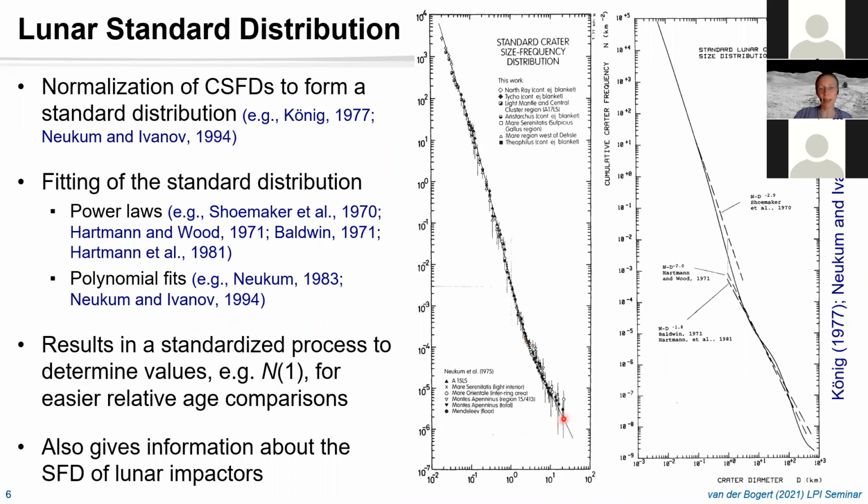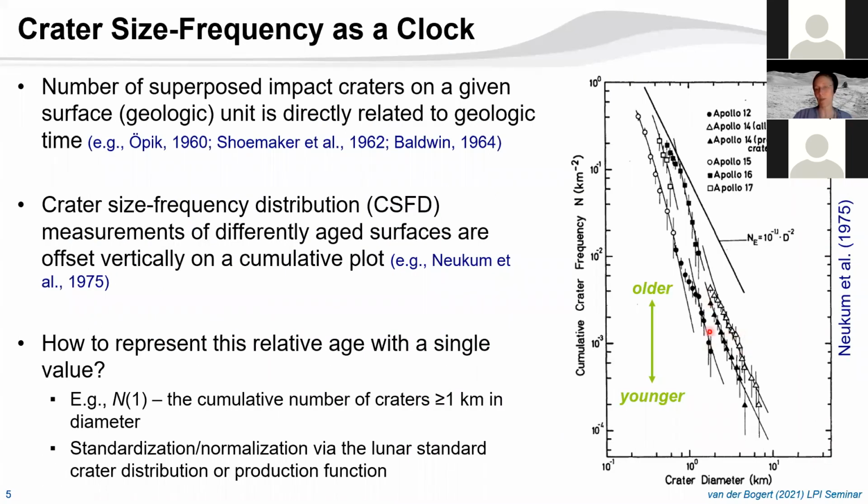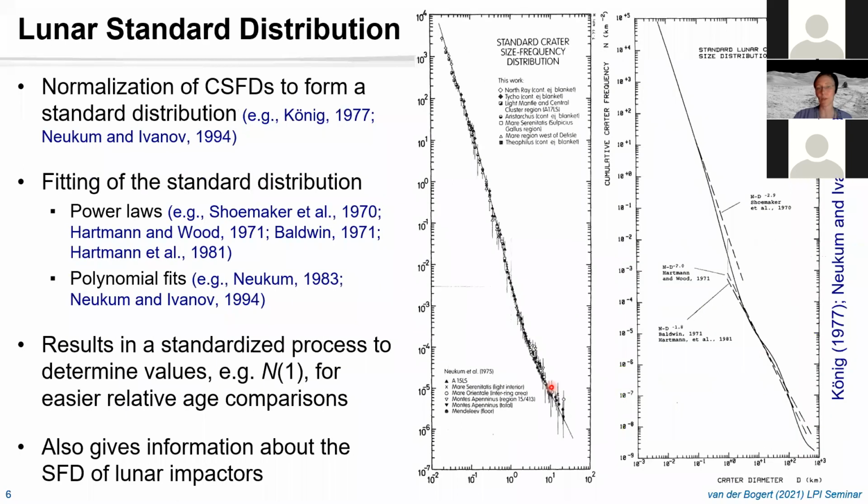Okay, and so these pieces, just like in the previous diagram, here I'll go back here, are not aligned with each other. So there's a normalization process that happens where these distributions are all lined up with one another to form this shape. Okay, and so this is the standard crater size frequency distribution, or the production function.